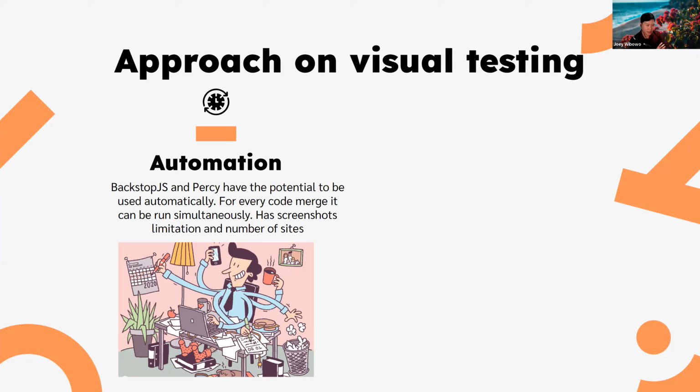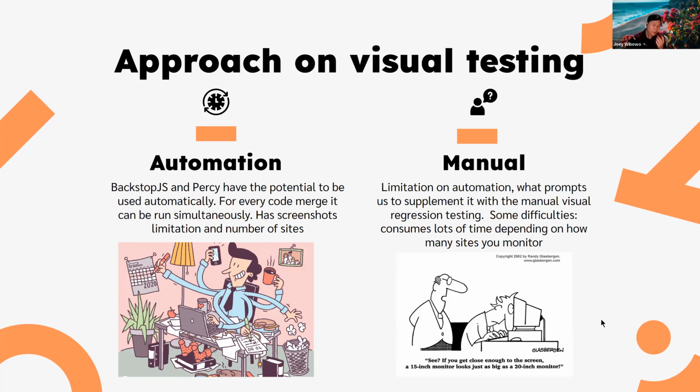Backstop.js and Percy have the potential to be used automatically, where the developers do a code merge and it could be run simultaneously. However, it does have limitations, where it really depends on the plans that you have and how many screenshots you're allowed. That's the limitation of the automation. That's why in our case, we supplement it with manual visual regression testing.